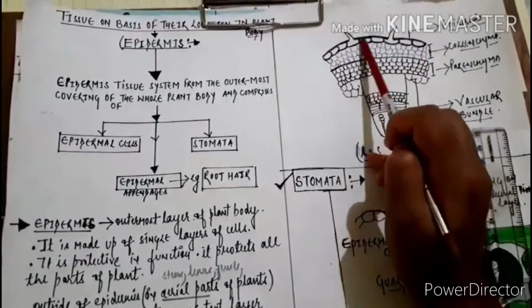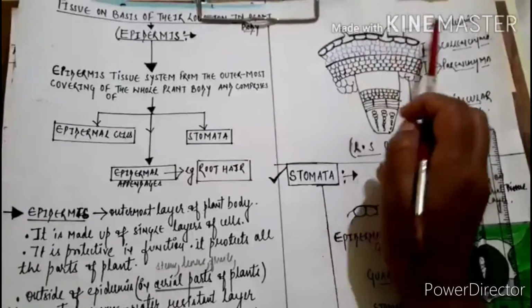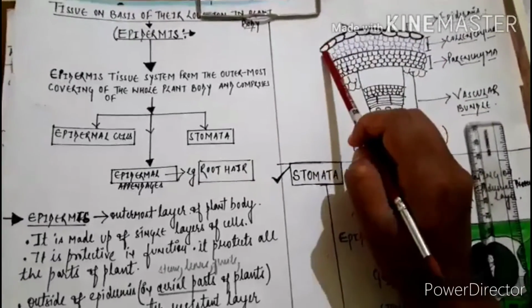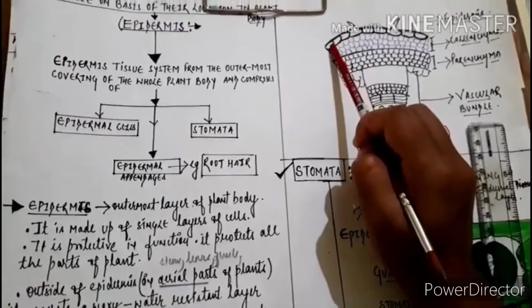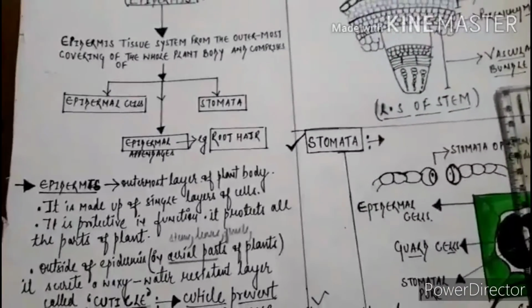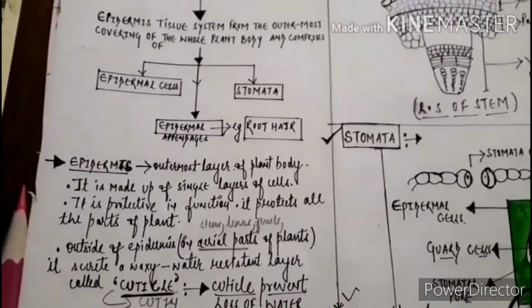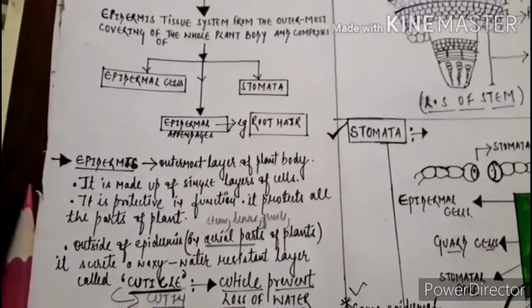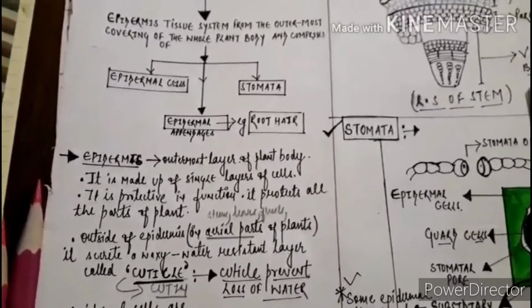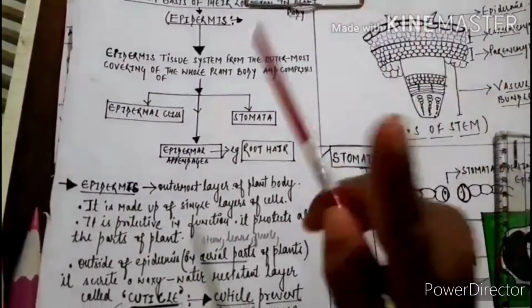If you see the outermost layer, that will be the epidermis. It is a single layer. There will be no intercellular spaces between the cells, because it is protective in function, so there should be no breach, no kind of intercellular spaces. Otherwise, it will not be a protective layer, right? So there will be no intercellular spaces, and it is a continuous layer, and it is a single layer.